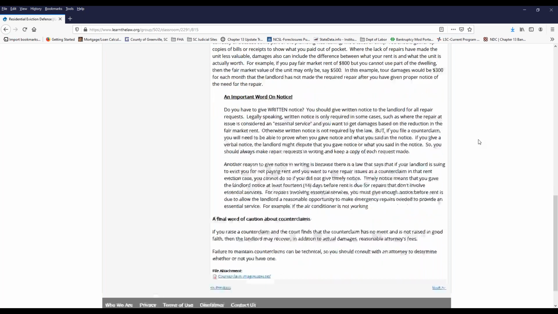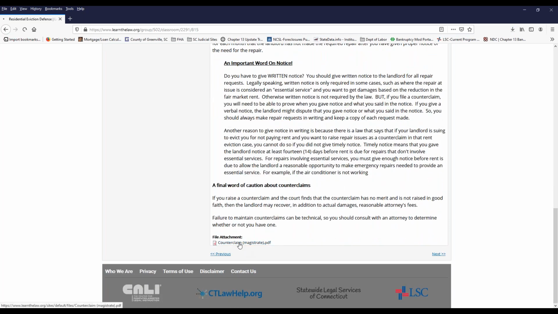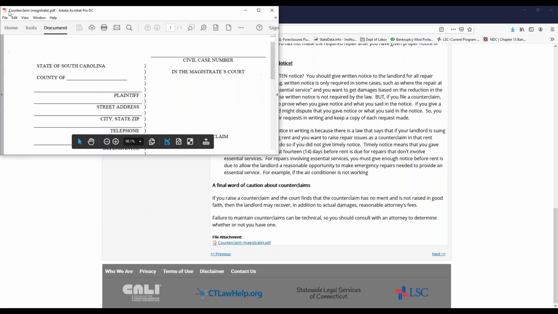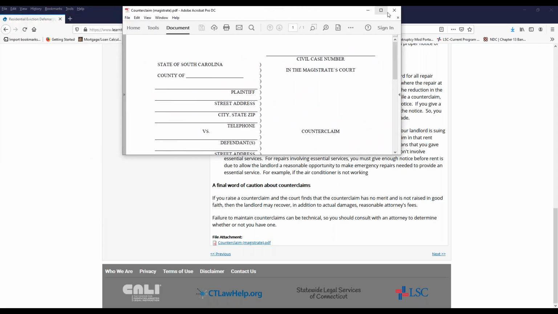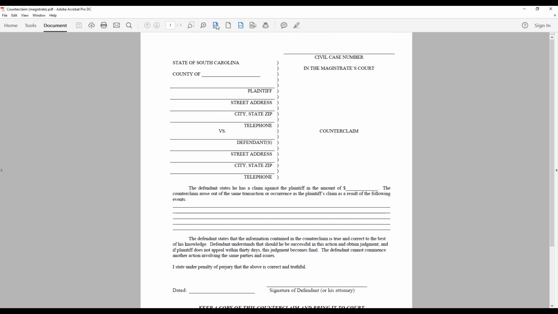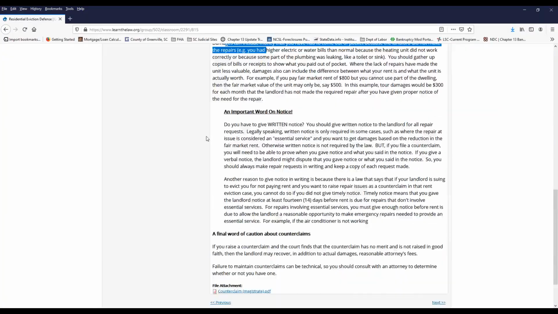per month in damages. And so if you want to file a counterclaim, this is a copy of what that looks like. And again, these forms are also found on the South Carolina Judicial website under their forms section. It says the defendant has a claim against the plaintiff in the amount of X dollars, the counterclaim, and then you just summarize what the counterclaim is about. And you file that at the magistrate court.